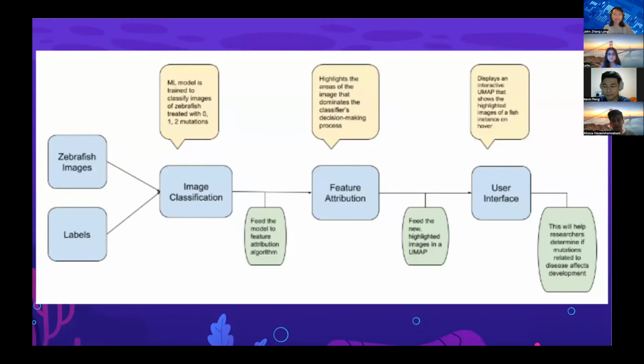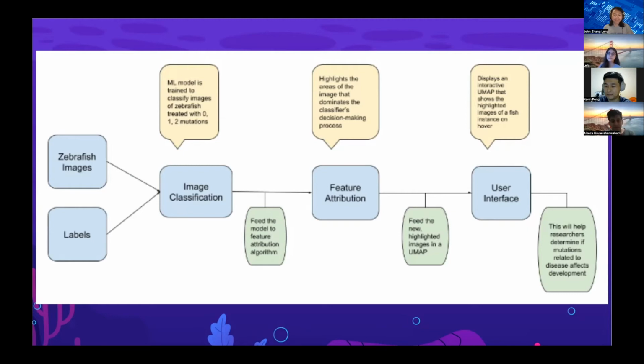And then after the training is done, we feed the model and its predictions on the images to our feature attribution engine, which basically highlights the areas of the image that affect the classifier's decision on classifying the images as having 1 or 2 or 0 mutations.